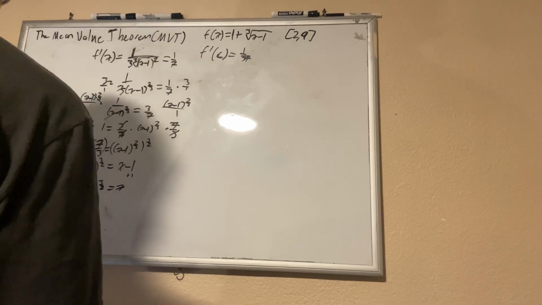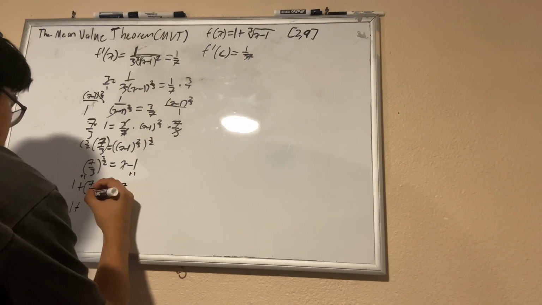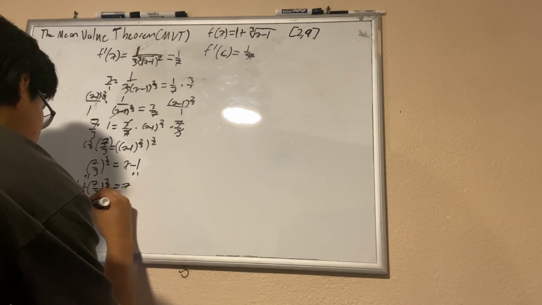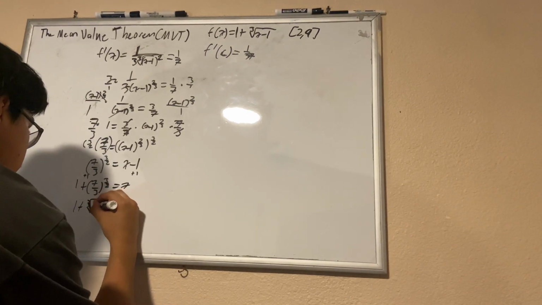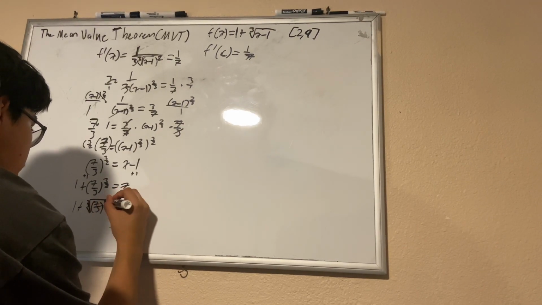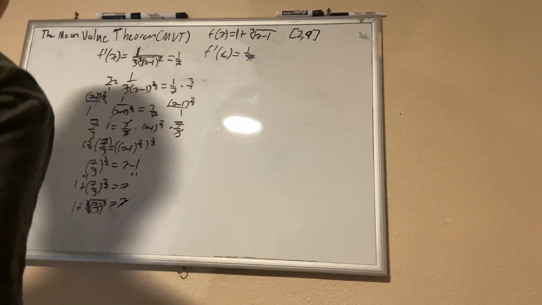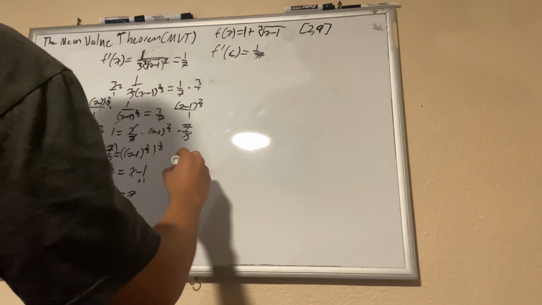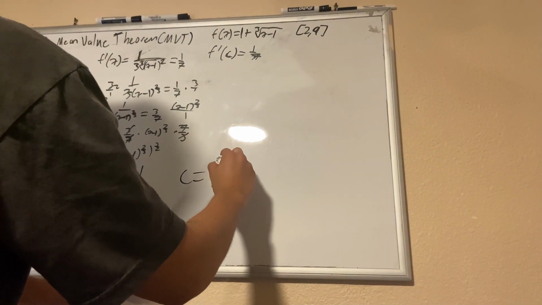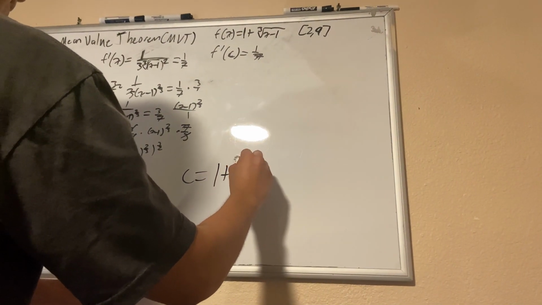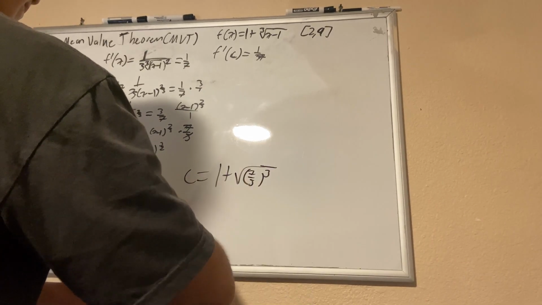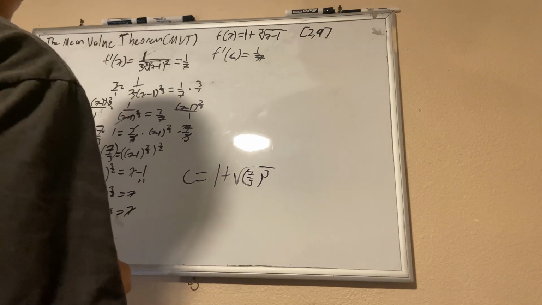And from there, we can rewrite it once again. So it would be 1 plus square root of 7 over 3 to the power of 3 is equal to x. So that would mean that our c is equal to 1 plus square root of 7 over 3 to the power of 3. And that is our c.